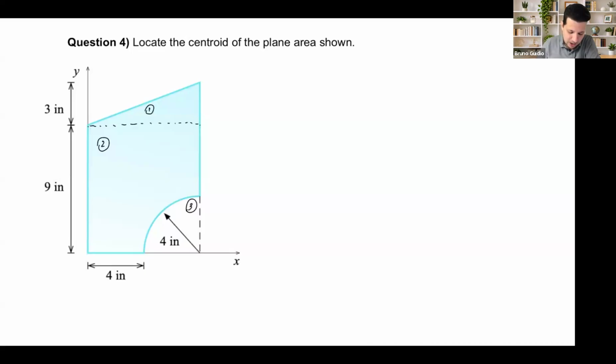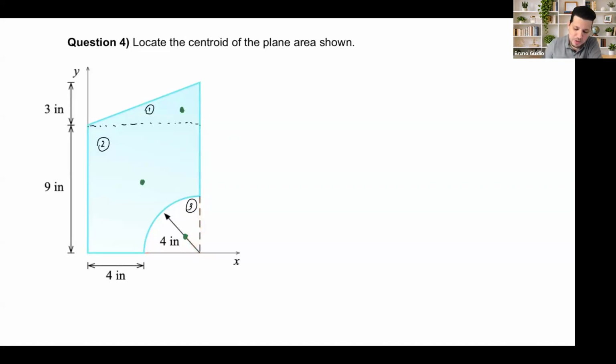Okay, for this rectangle, I know it's right in the middle. For the triangle, it's close to the peak of this triangle, so it's going to be right here. For the quarter circle, you can check the table later, but I'll let you know it's right here. It's from this corner where I have the right angle, 90-degree angle here.